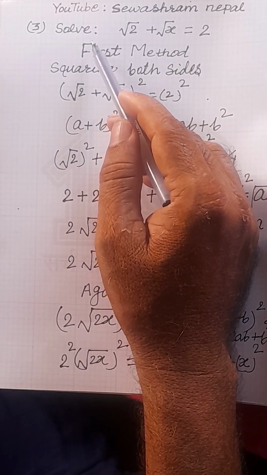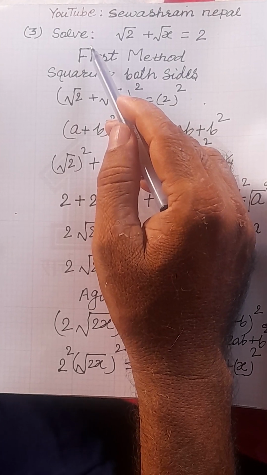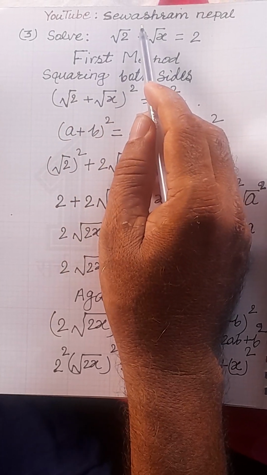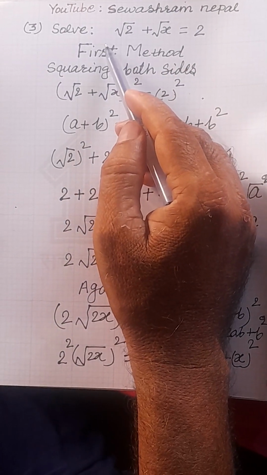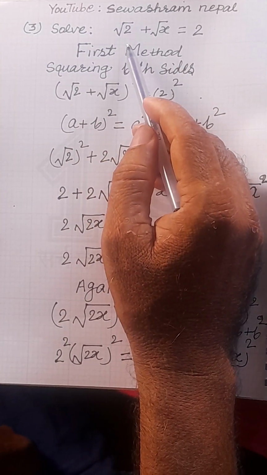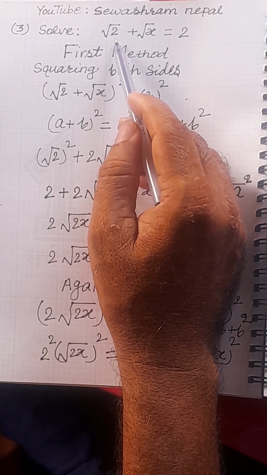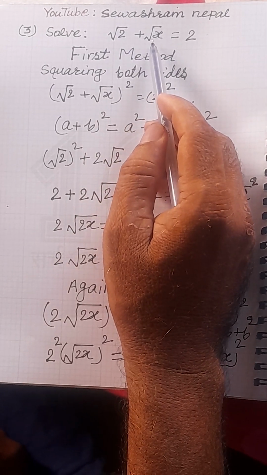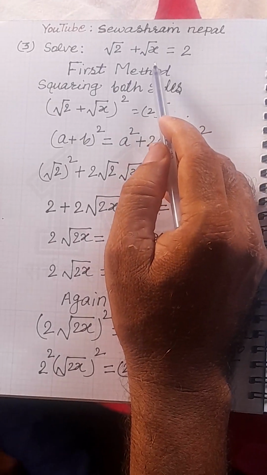Today we are going to solve the third problem from the YouTube channel Sewashram, Nepal. The problem is, how can we solve root 2 plus square root of x equals 2?